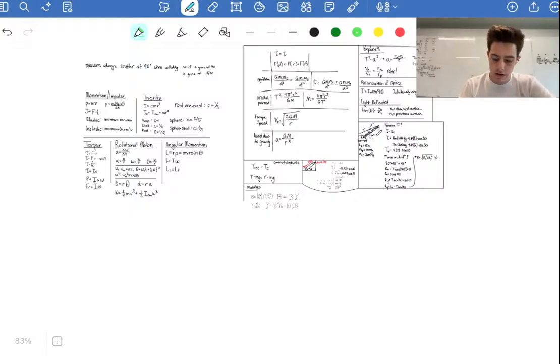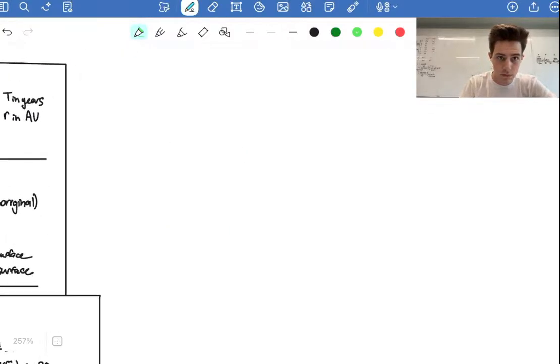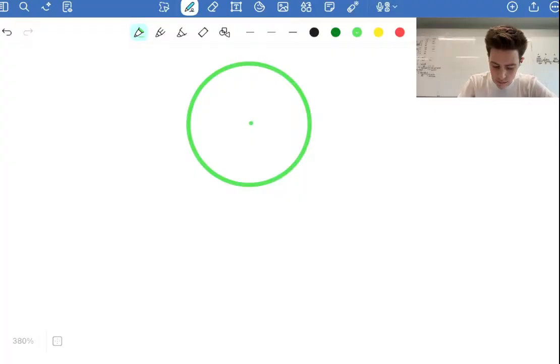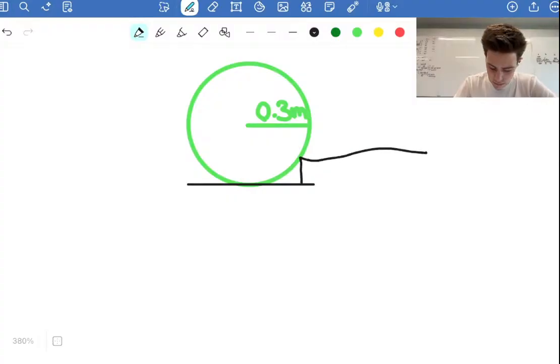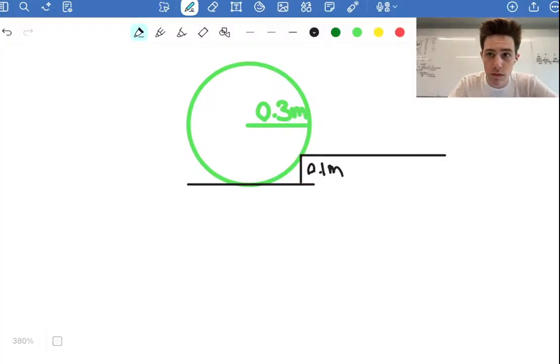A barrel, assume uniform, of radius 0.3 meters, is at the corner of a step of height 0.1 meter. If the barrel has a mass of 100 kilograms, what is the minimum force required to be able to roll the barrel up the step?